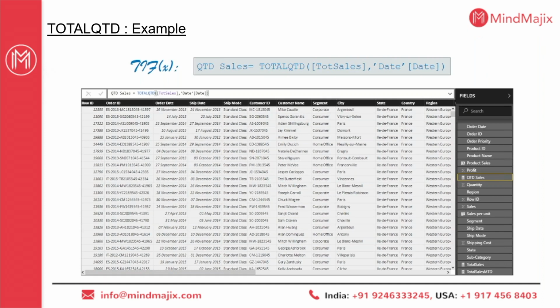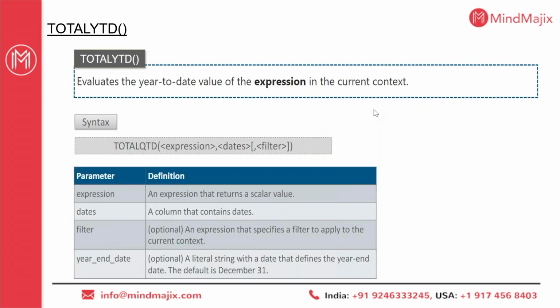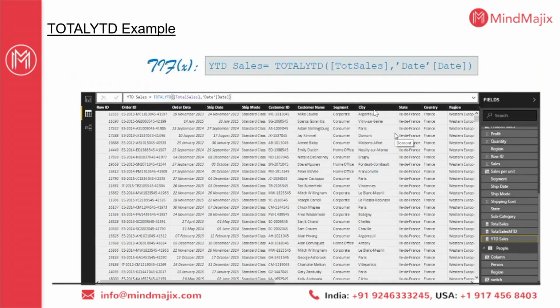So that's how you will understand the QTD. Although MTD is pretty simple. So any month it will just give you the MTD numbers. But for QTD, you have to really make the Power BI understand what is your calendar you are following and what is the comparison you want to do with the quarter. Now moving on to the YTD.